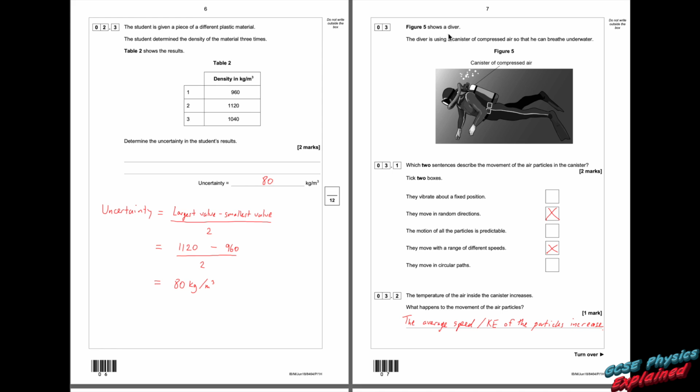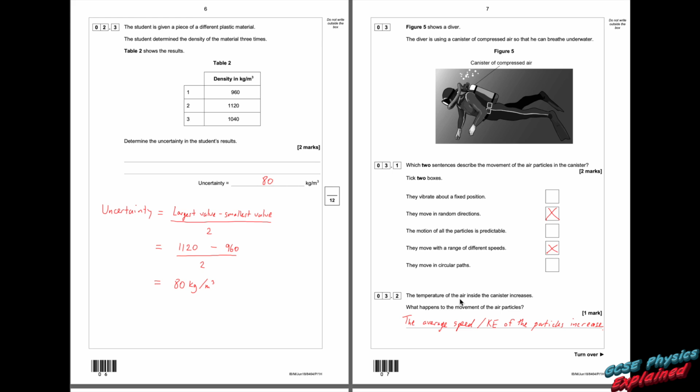Question 3. Figure 5 shows a diver. The diver is using a canister of compressed air so that he can breathe underwater. Which 2 sentences describe the movement of the air particles in the canister? Well, it's a gas, and gas always moves in a random direction, and they'll have a range of different speeds. Some molecules will be faster than others.